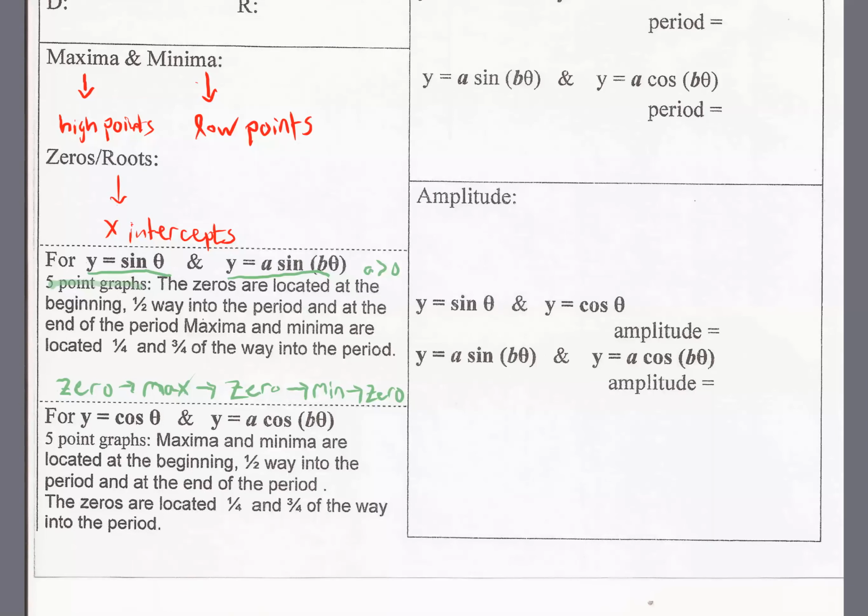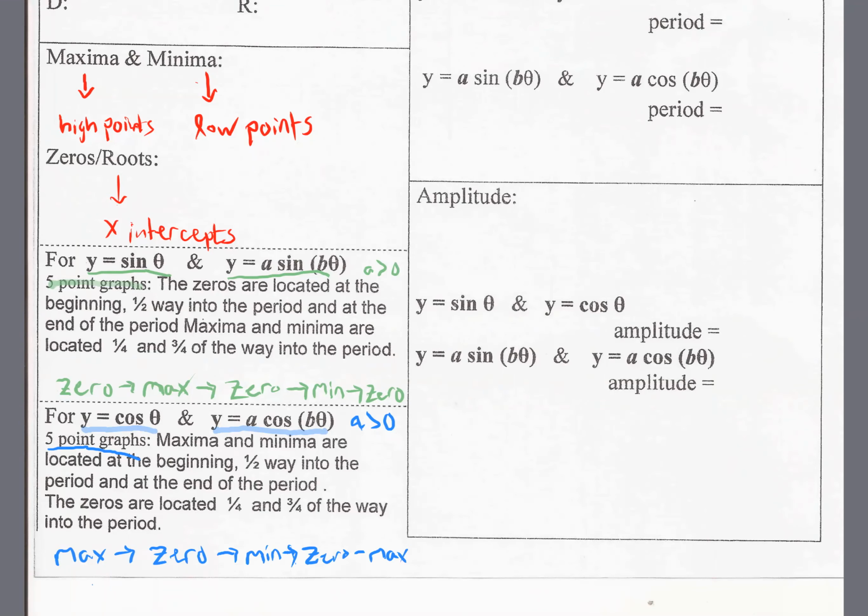For cosine, for both of these, you'd actually on the y-axis when a is positive. On the y-axis, you'll start with a max and then go to a 0. And then a min, and then a 0, and you always stop where you started. So if we started at a max, we're going to finish at a max, the highest point.